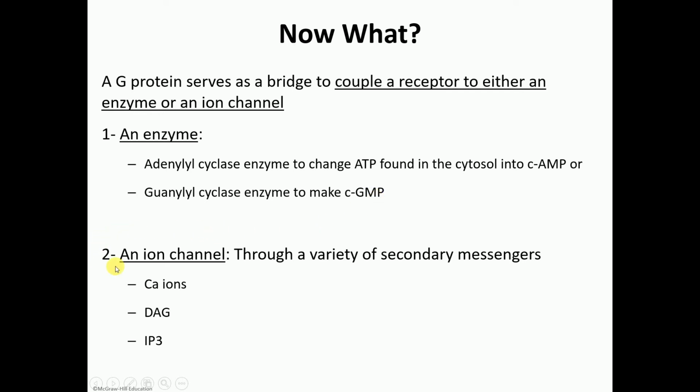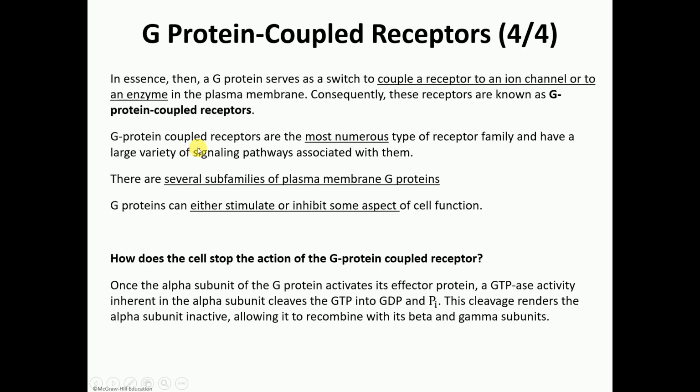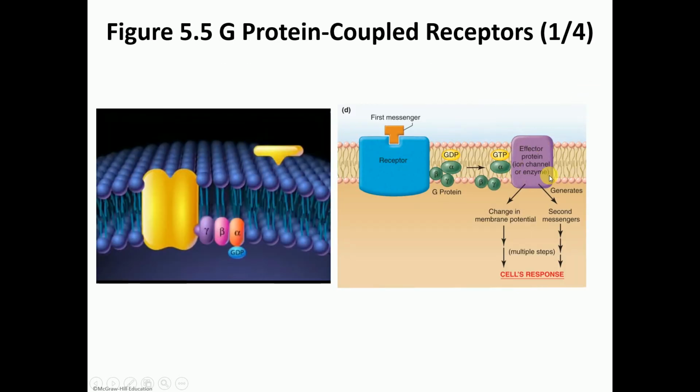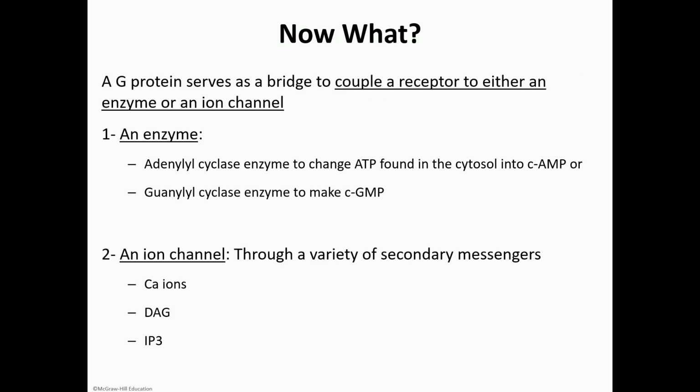In some cases, the enzyme is guanylyl cyclase enzyme, and that leads to cGMP, or cyclic GMP. While the other alternative is to open up ion channels, and that could lead to a variety of secondary messengers. For example, calcium ions, DAG, or IP3. If you're not familiar with DAG and IP3, that's totally fine. We'll introduce them in the next slides. So these items that we're talking about right here are these proteins. This alpha subunit we mentioned will activate an ion channel or activate an enzyme. These are the enzymes and ion channels that we're talking about. So let's see what happens if we activate either one of these two options.